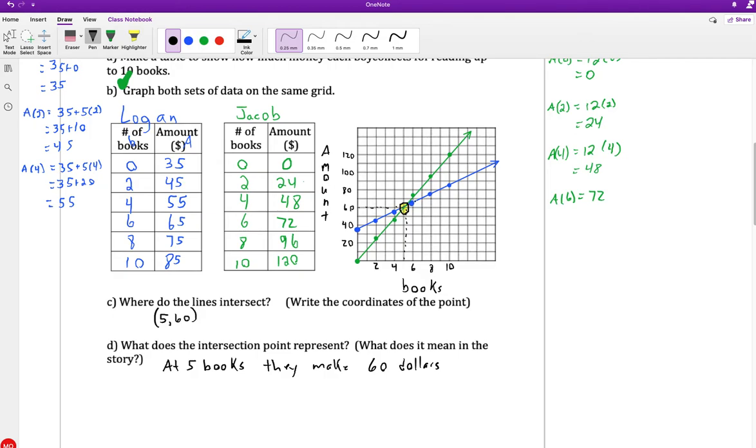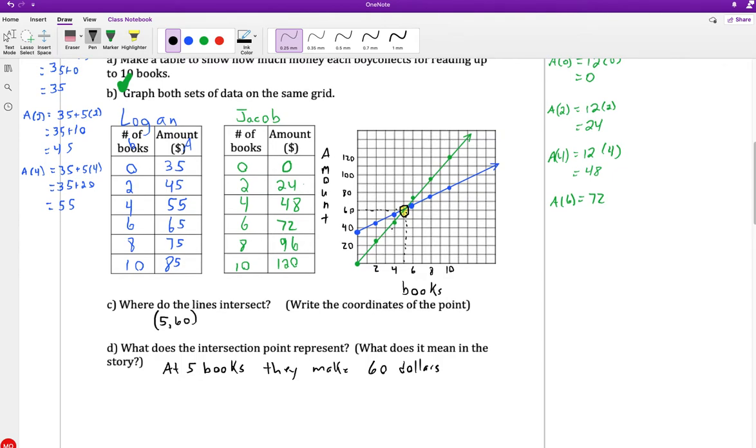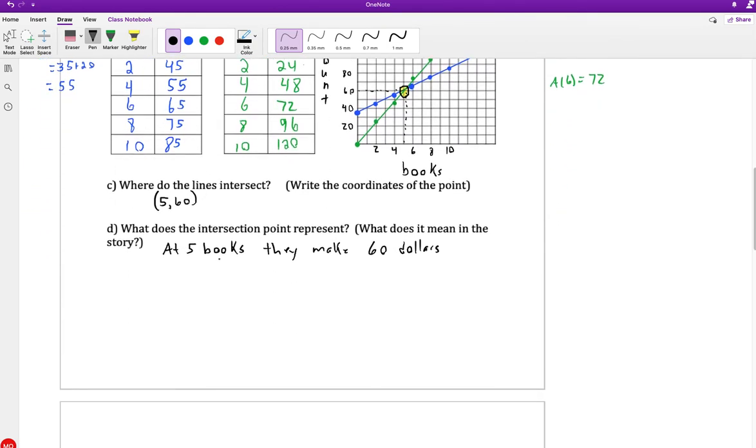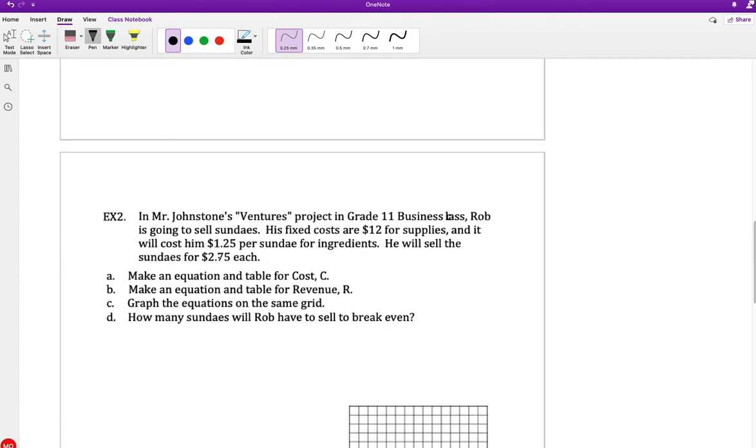After 5 books, Logan is going to make less. After 5 books, Jacob makes more. But before 5 books, Logan makes more, and before 5 books, Jacob makes less. Okay? So that's our point of intersection, and we did it by graphing using a table of values, right? And we couldn't find it, we couldn't see it here because we didn't do 5. If we would have saw 5, we would have saw it matching right here. But we just happened not to do 5.